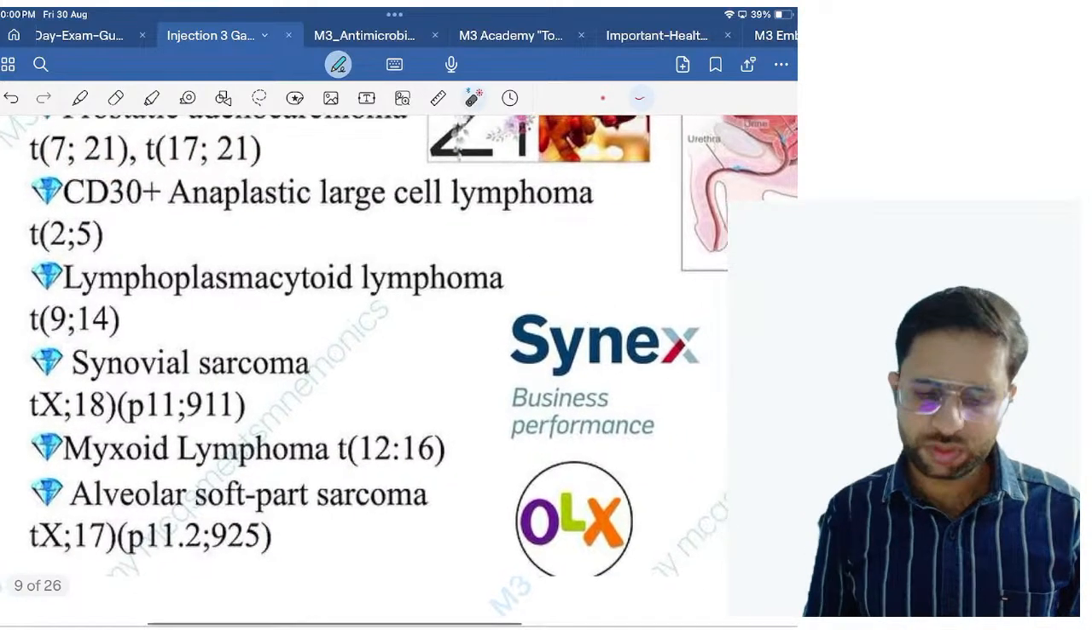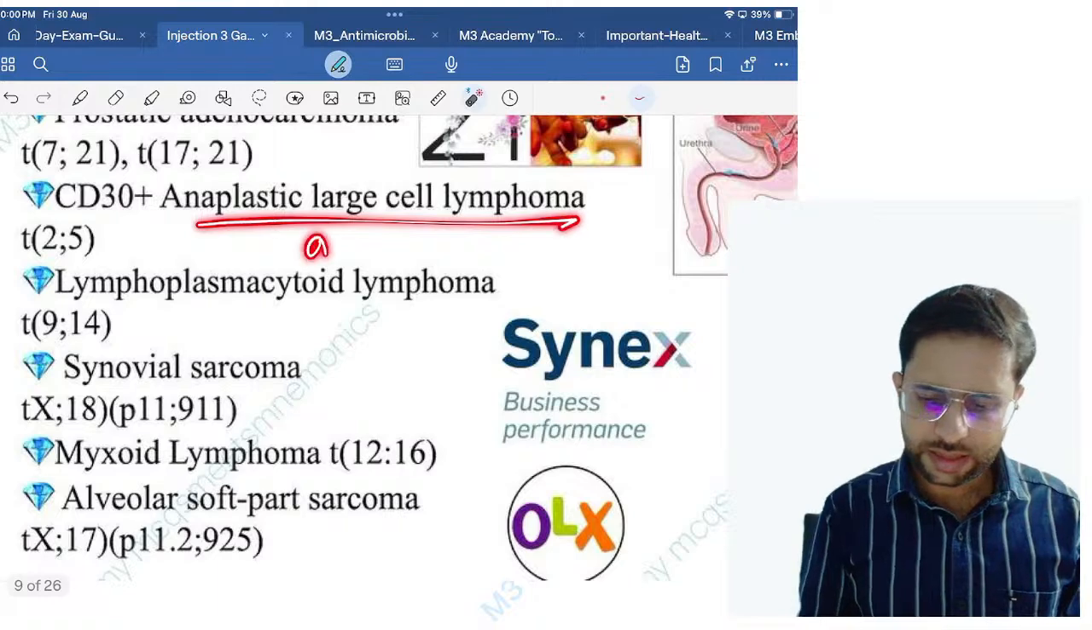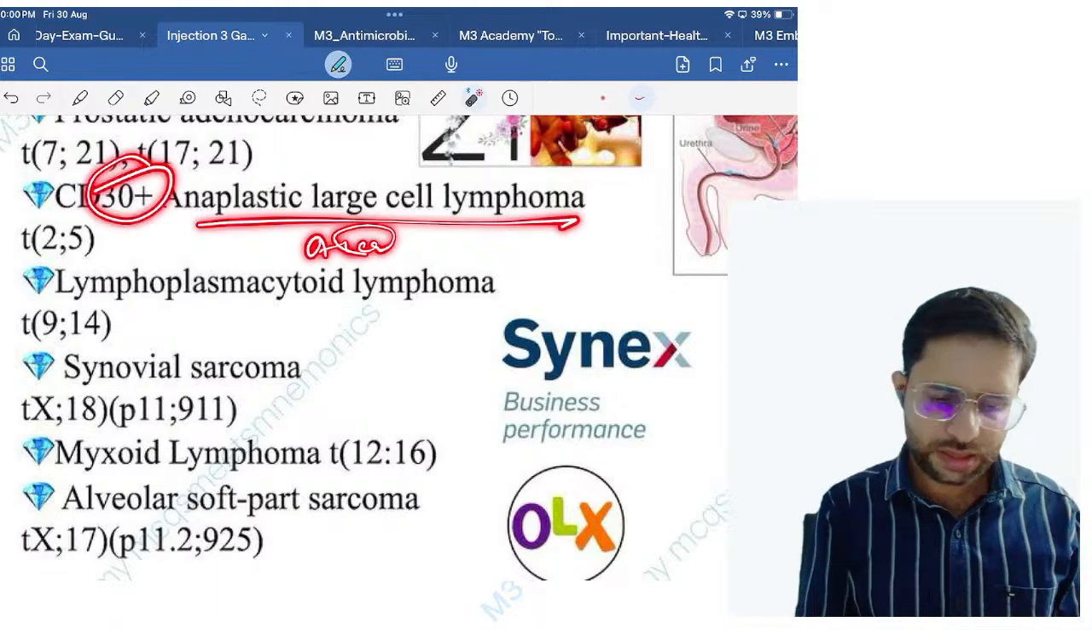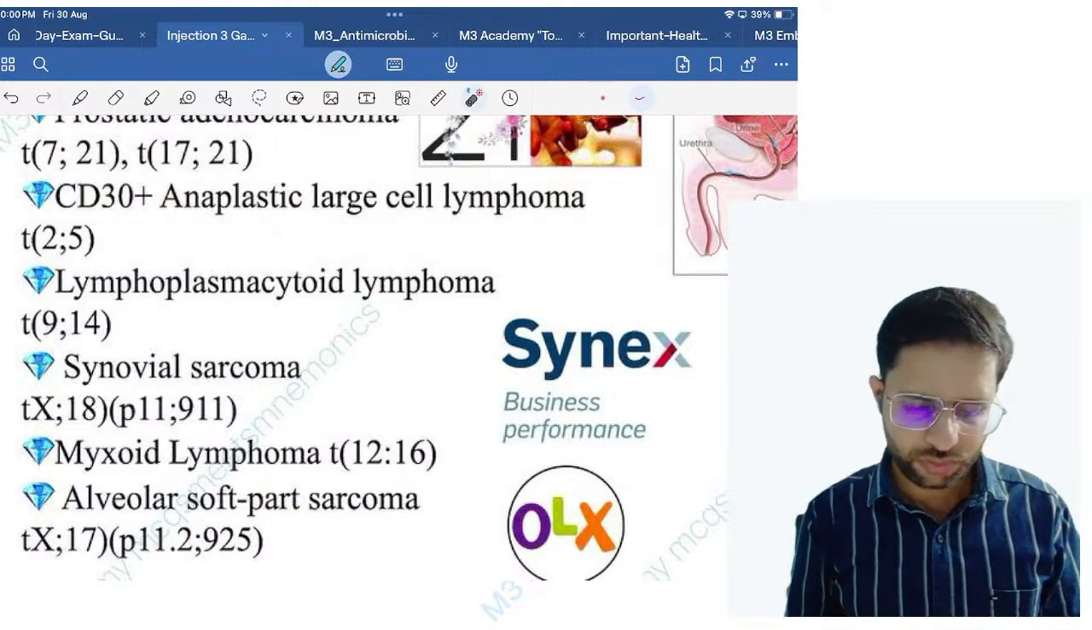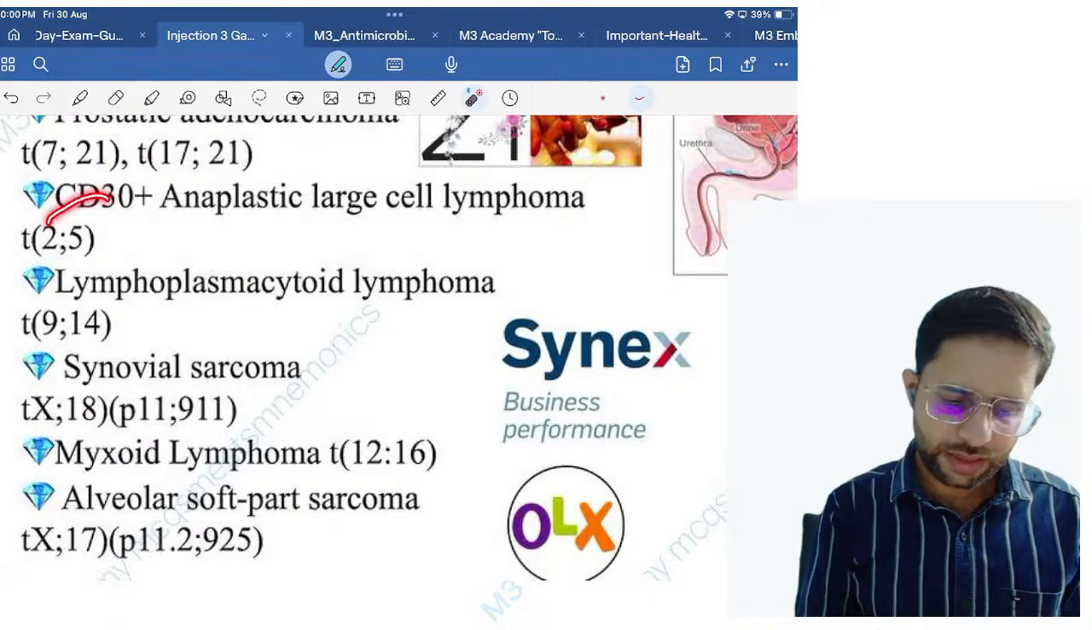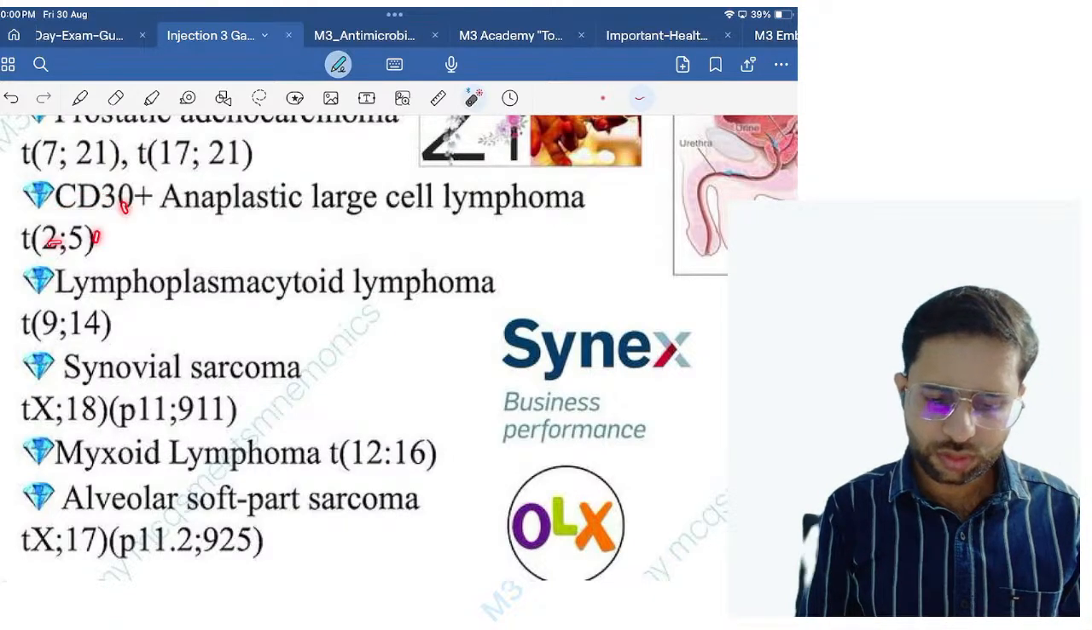Now CD30, this is in the anaplastic large cell lymphoma ALCL, so this is a large number, you can remember translocation 2:5. Yes, what comes before 3? 2. If you add these two, what will it be? 5.